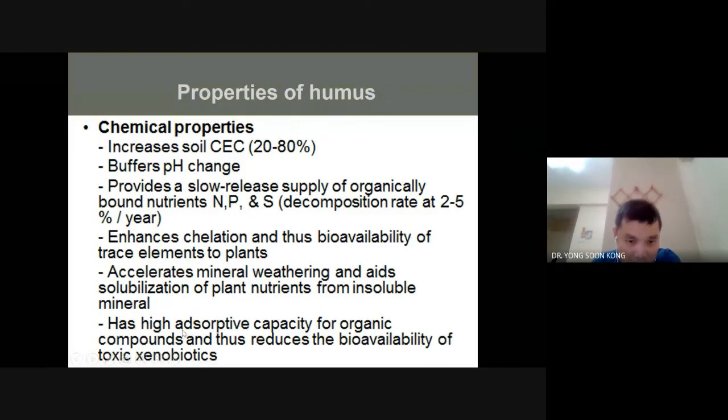Okay, last point, has high absorptive capacity for organic compounds and thus reduce the bioavailability of toxic xenobiotics. Examples of toxic xenobiotics include pesticides, or whatever organic chemicals used to kill living organisms. Xenobiotics means materials or compounds that are produced by humans, and they are toxic. So don't need to look further. Pesticide is usually number one. Now, how does organic matter absorb pesticide?